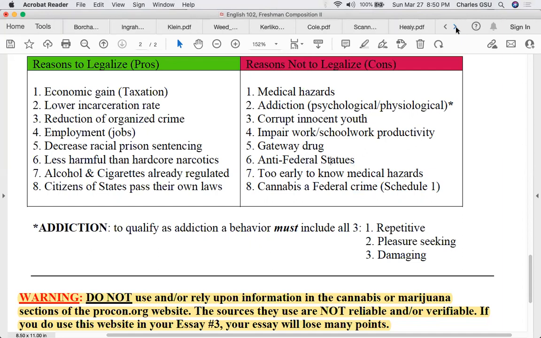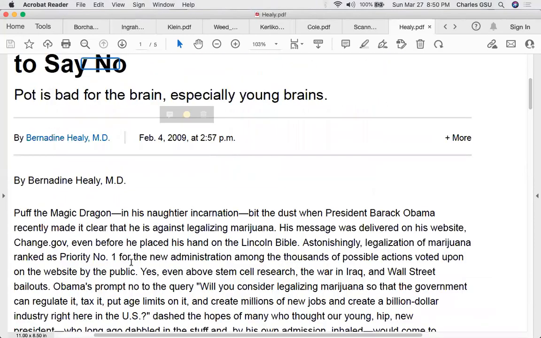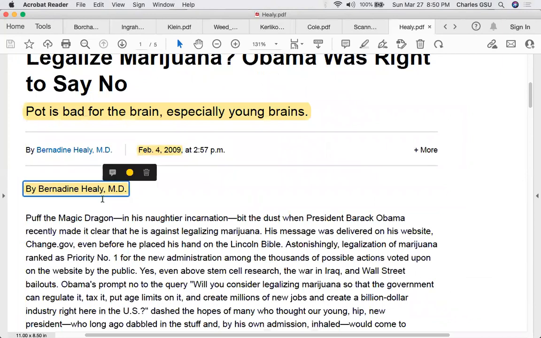The final piece, and you could find more, but these are already in the folder for you, is, again, a bit dated, but this is by a medical doctor, right? As you can see here.